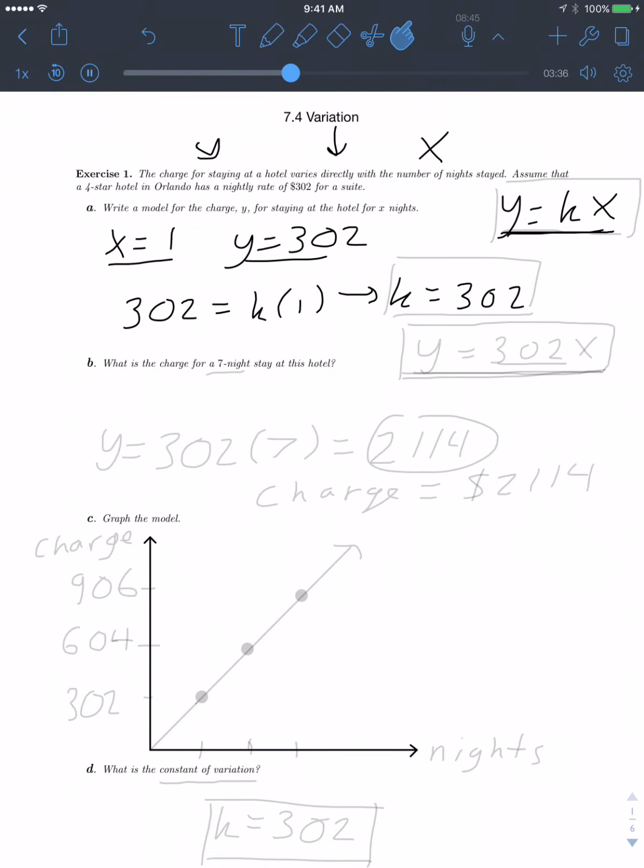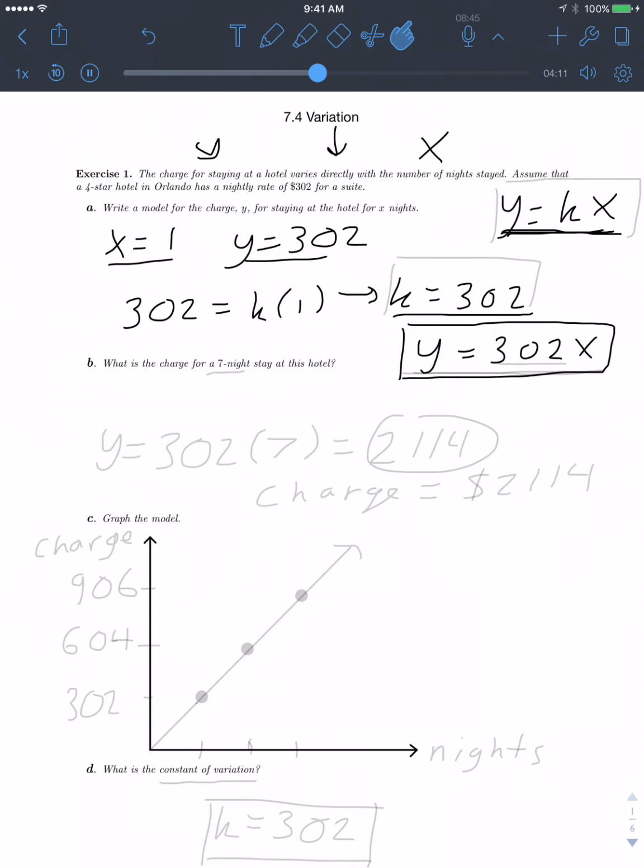So our model, if we want to put this idea together with the structure of our equation, is going to look like y equals 302x. Now this is probably something that we could have figured out using other approaches. Way back in chapter 1 we saw a lot of setups like this. But this one is a good example to introduce the idea of variation using something somewhat familiar.